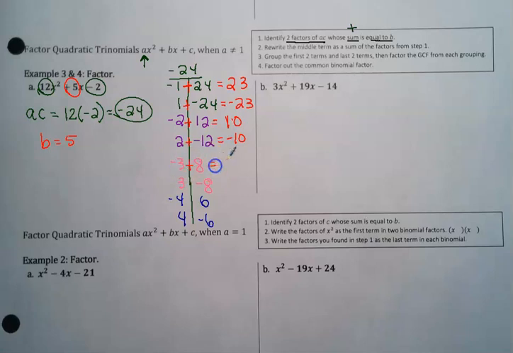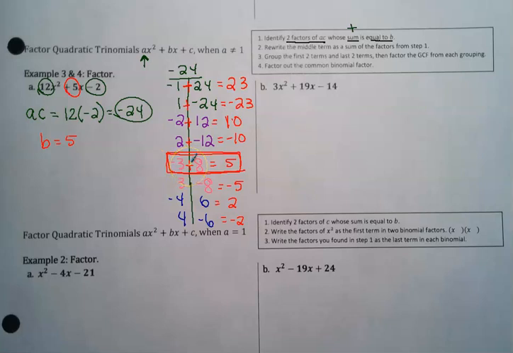-3 plus 8 equals 5. Hey, that's what we wanted. We wanted a +5. Notice 3 plus -8 would equal -5, which we don't want. -4 plus 6 would equal a +2. 4 plus -6 would equal a -2. So there's only one set of factors that will ever work. So we've identified them now. Our factors are -3 and 8.